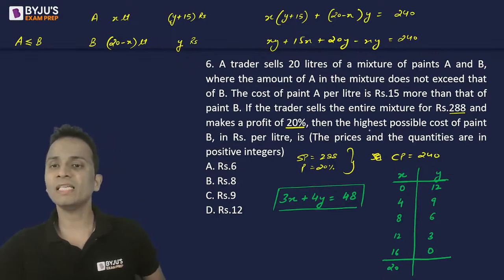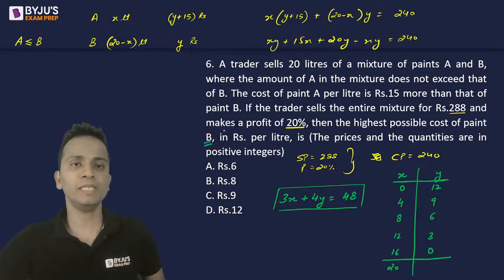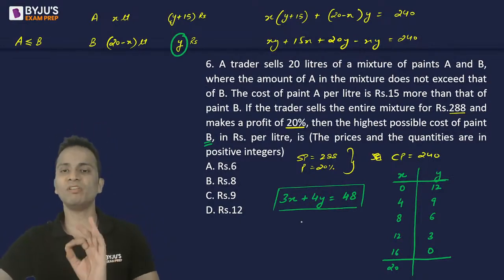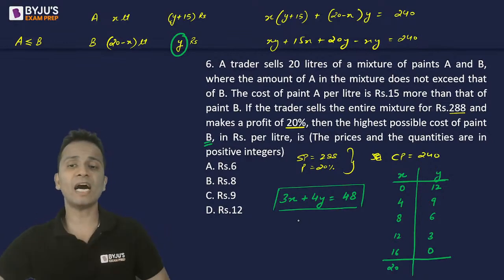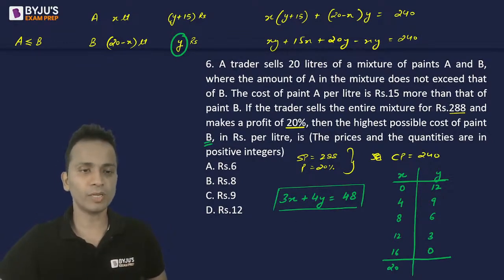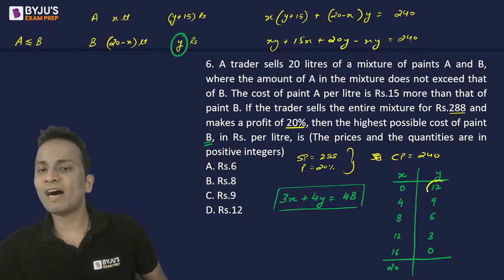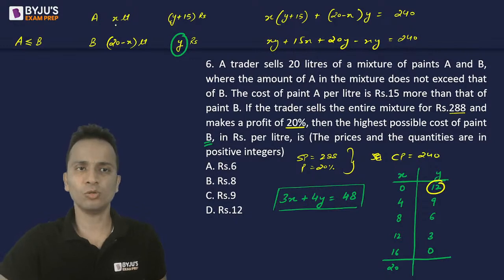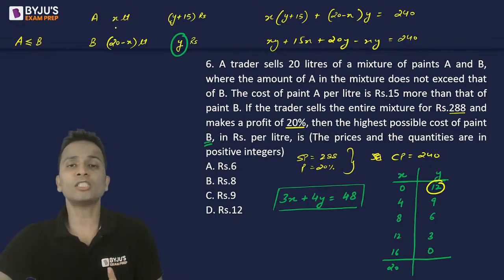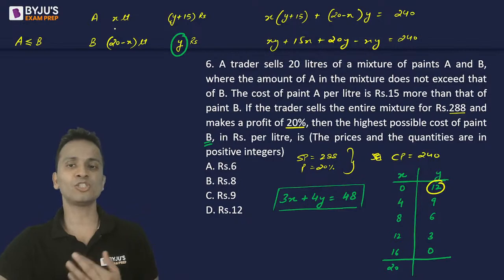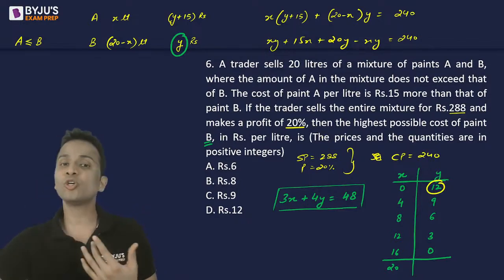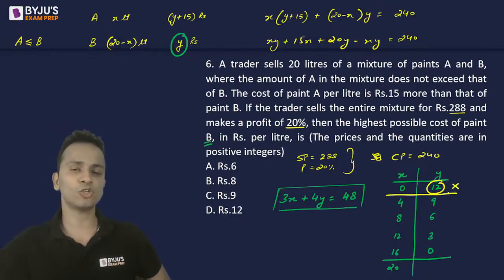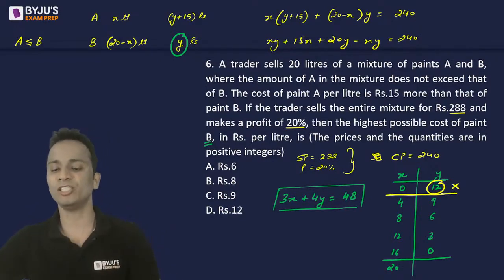Now we have to find out the highest possible cost of paint B, that is the highest possible value of Y. We have to calculate the highest value of Y. Now, if the value of y is 12, then x will be 0. That means A is not taken at all. But this is not possible because the quantity should also be a positive integer. So I will not look at this solution.